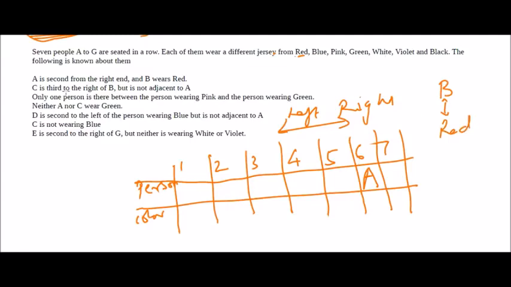C is third to the right of B but is not adjacent to A. So C cannot come here, C cannot come here. If I put C here, B will come here, and if I put C here, there is no way for B to be placed. So C has to be here, 2 places, then B. This has to be right. So I've taken care of this.